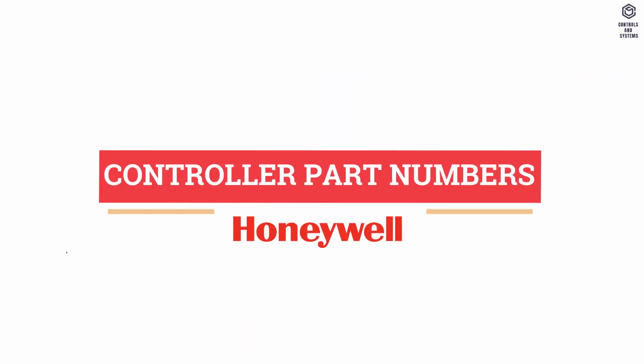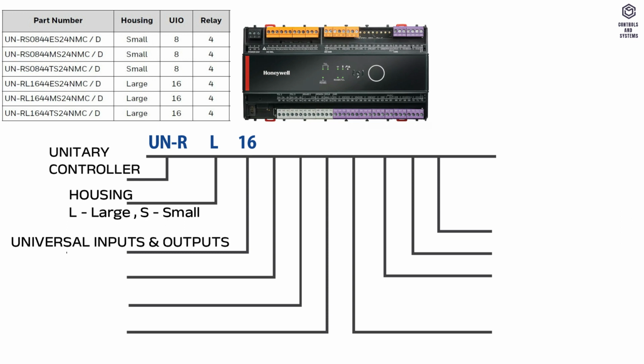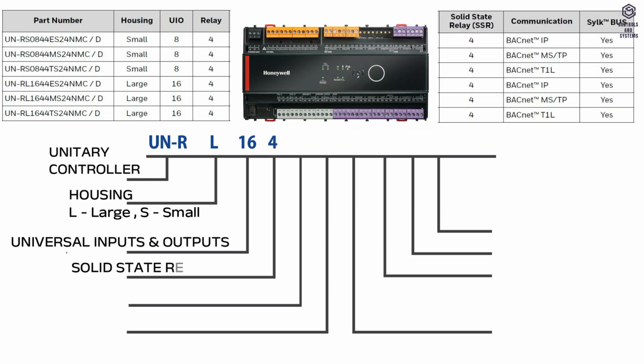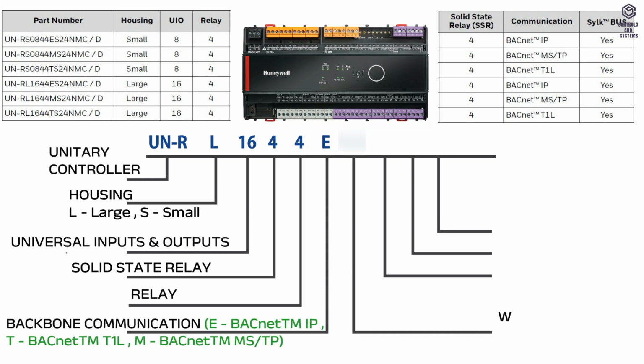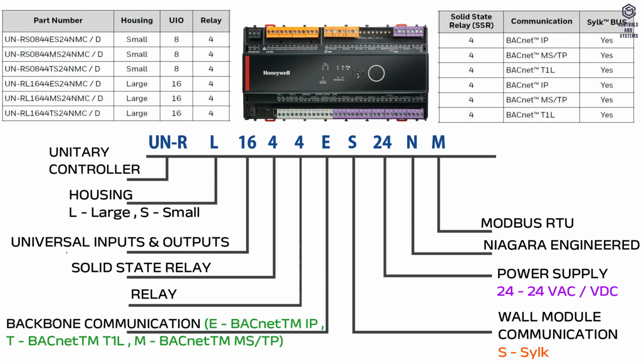Controller part numbers. UNR means unitary controller, L means housing size, 16 means number of universal inputs and outputs, 4 means number of solid-state relays, 4 means number of relays, E means backbone communication, S means SylkBus wall module communication, 24 means controller power supply, N means Niagara engineered, M means Modbus RTU.